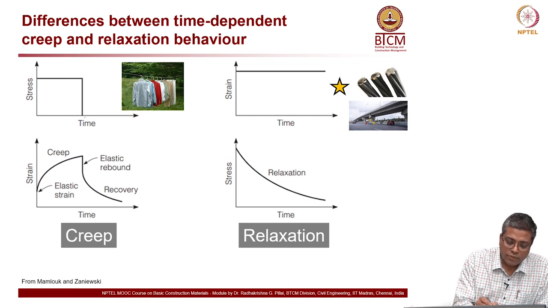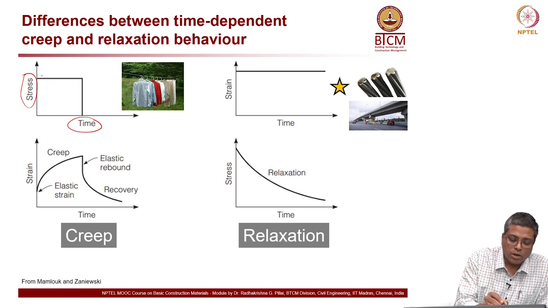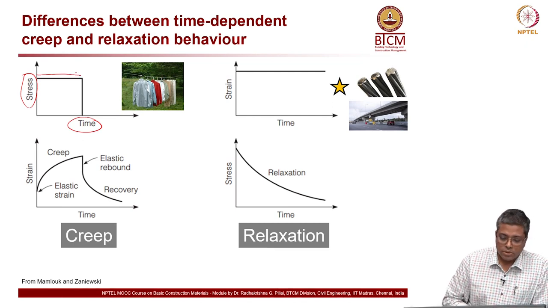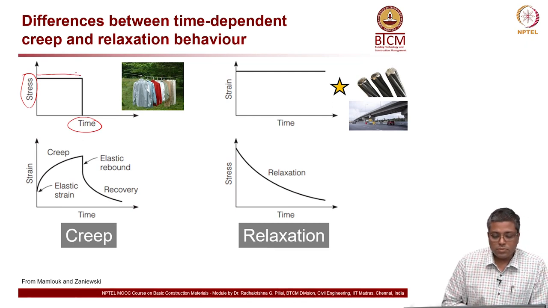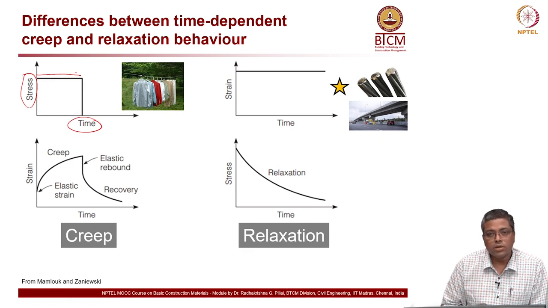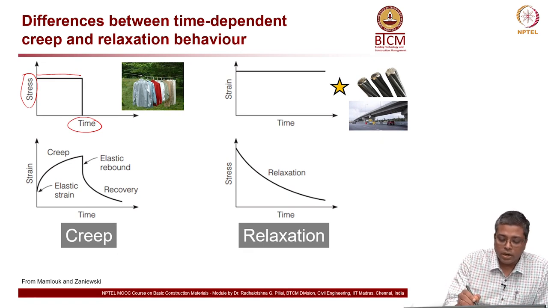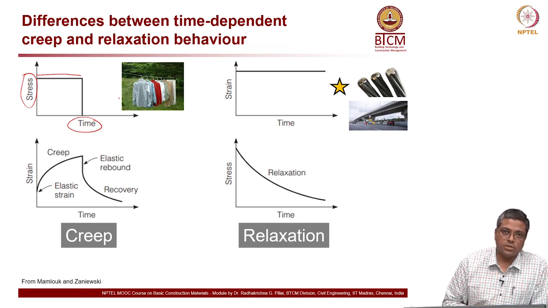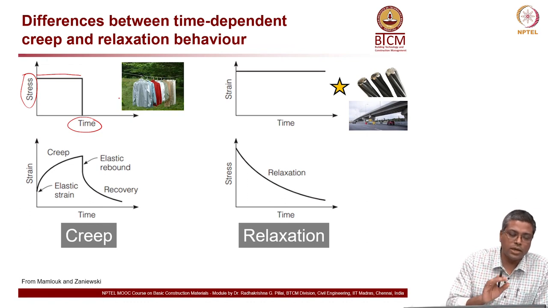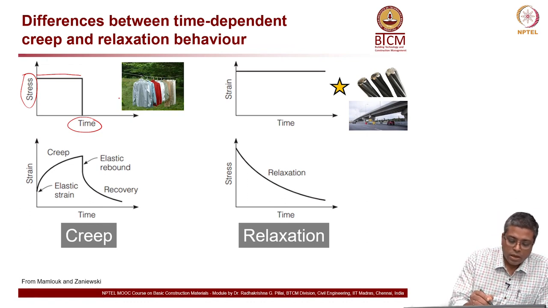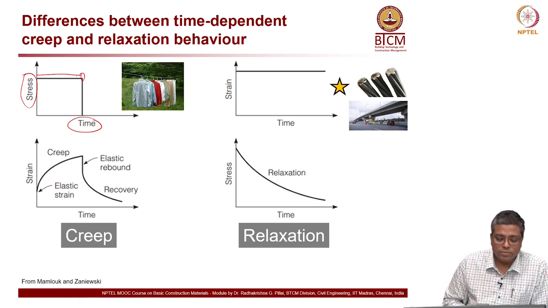What you see is the first graph, time versus stress. It means the stress is constant over a period of time. This is an example: you can see cloth hung on a string. Here the load of all these shirts puts some stress on the string. At one point it is unloaded, you take the cloth off.